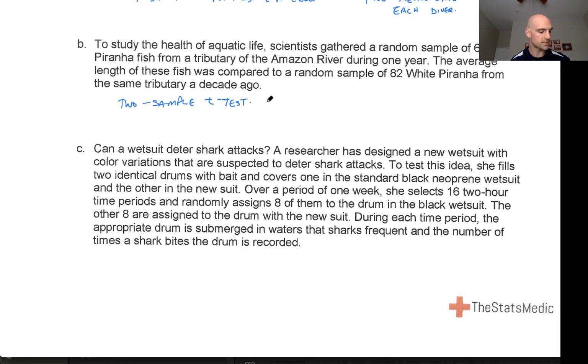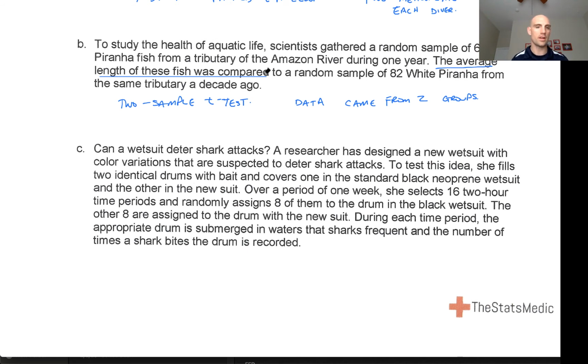This is a two sample t-test. Data came from two separate groups. And hopefully you kind of see this, right? Because they said the average length of these fish was compared, right? The average length of fish. So they found this group, they found the average of that group. They took this group, they found its average, and then they compared the two averages. Okay, that's the nature of a two sample t-test.